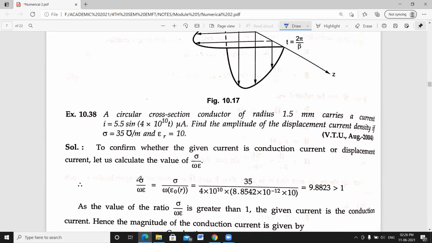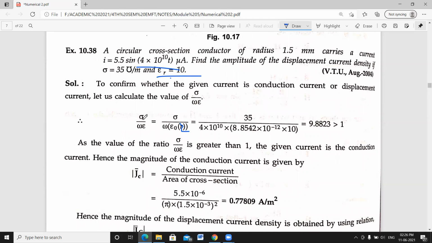Just calculate the value of σ divided by ωε, that is σ divided by ωε0 εr. Then you substitute here 35 divided by 4 × 10^10 into ε0, which is 8.8542 × 10^-12, into 10. Here it is actually εr. Then I will be getting 9.888, which is greater than 1. When the ratio σ to ωε is greater than 1, the given current is a conduction current.